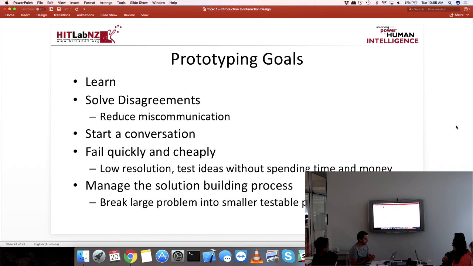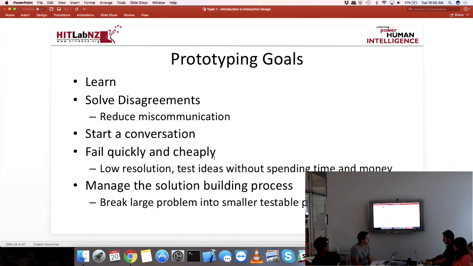All right, so just to sort of wrap up this part, and then we'll have a quick 5-minute break. So the prototyping goals: we want to learn, we want to solve disagreements and reduce miscommunication. We want to try and start conversations around various things. As I said earlier, we really want to fail quickly and cheaply.